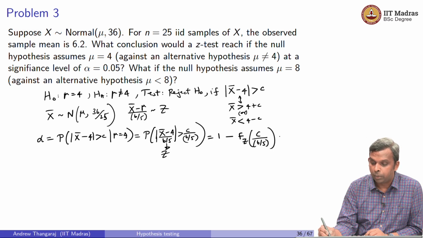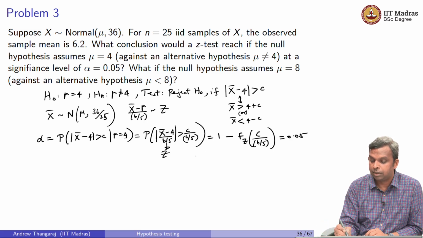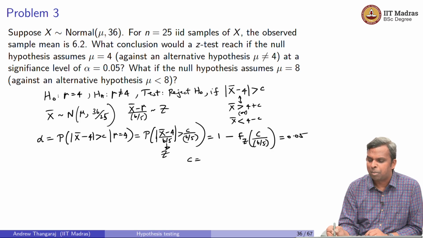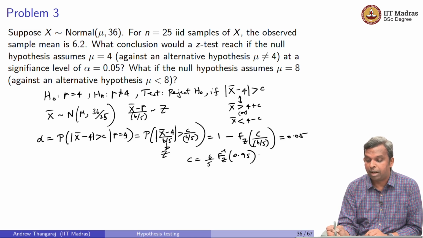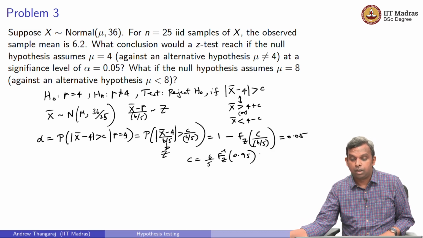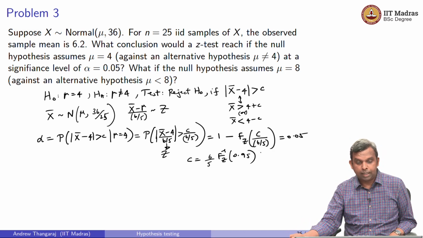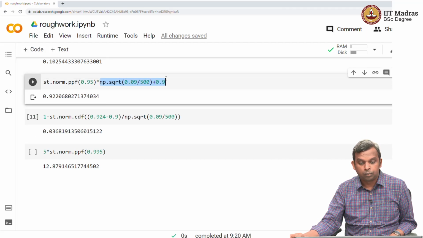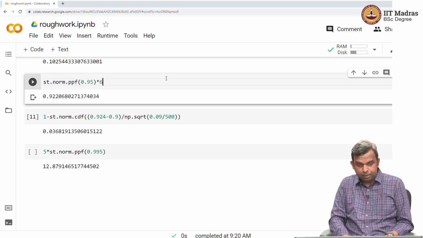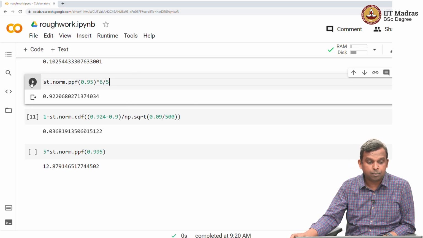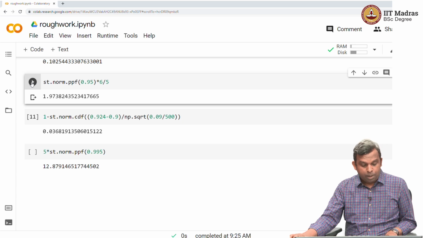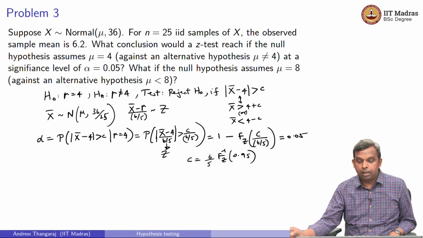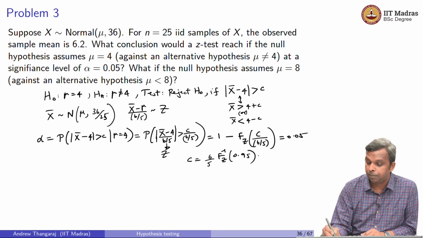So this I'm going to equate to 0.05. So this will give you C equals, much simpler, right? 6 by 5 times Fc inverse of 0.95. So let's try this one. You're going to get what? There's no plus, it's just multiplied by 6 by 5, isn't it? That's nice. 1.97. So this works out to 1.97.